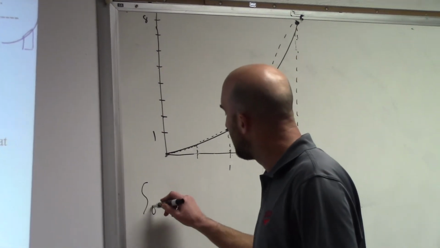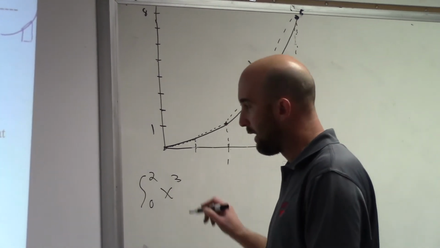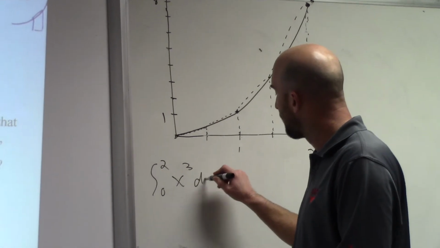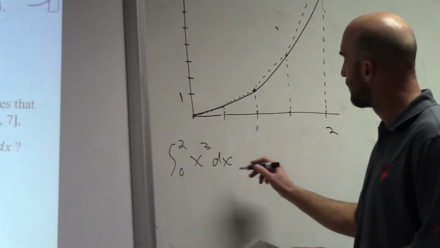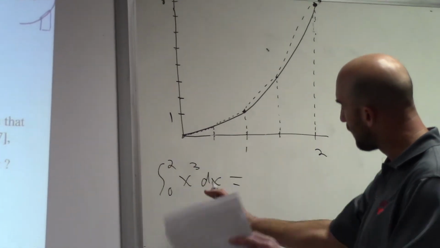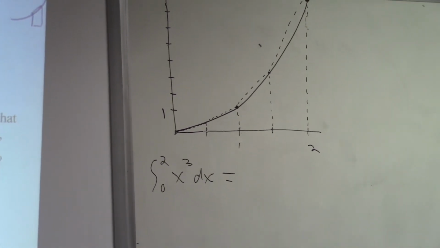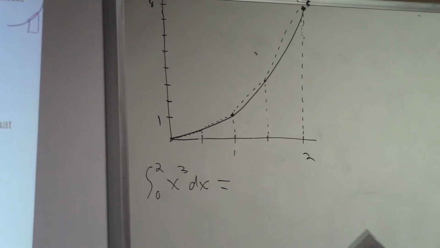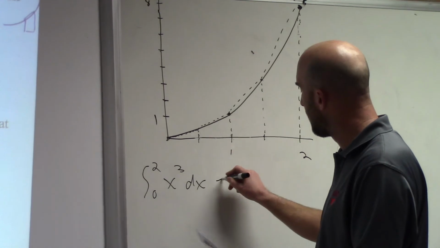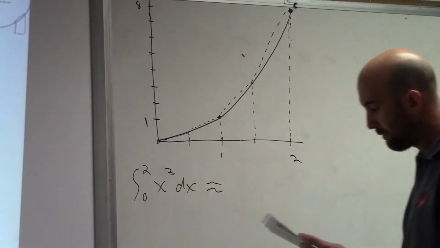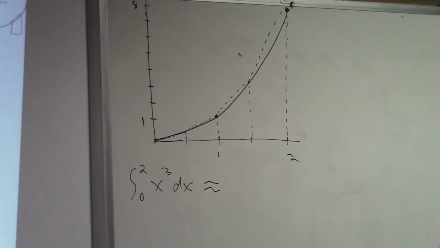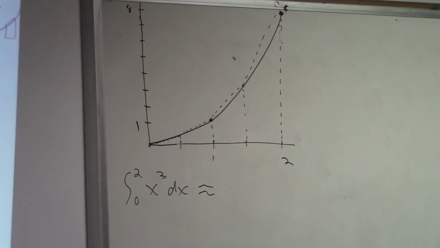And remember, this notation is simply talking about the area under the curve from 0 to 2 for this function. The rest of this we're going to talk about later, so don't get freaked out by that right now. Okay? And once again, I shouldn't say equals, I'm going to say is approximately. Now we're going to work this out here. So I'm going to take each trapezoid one at a time.